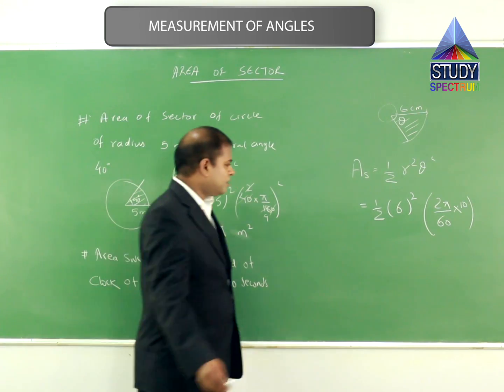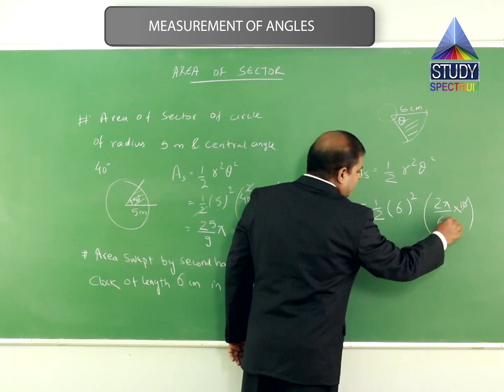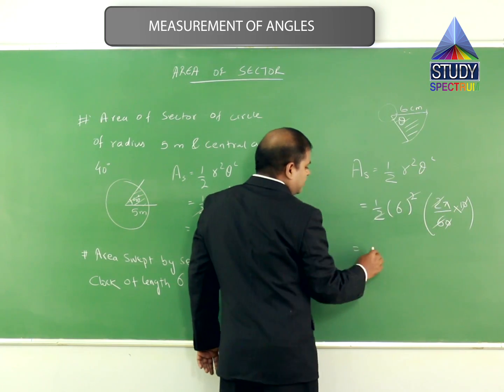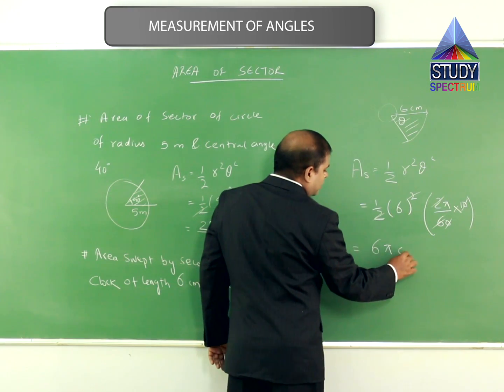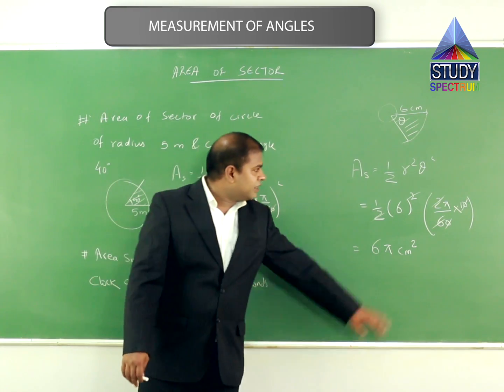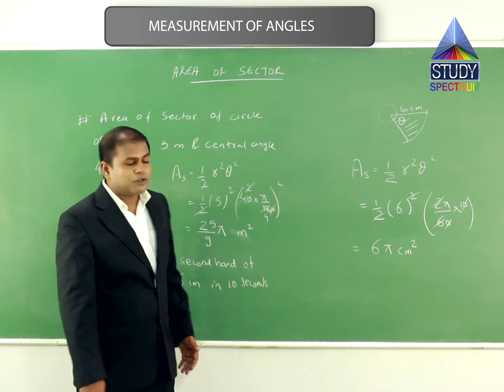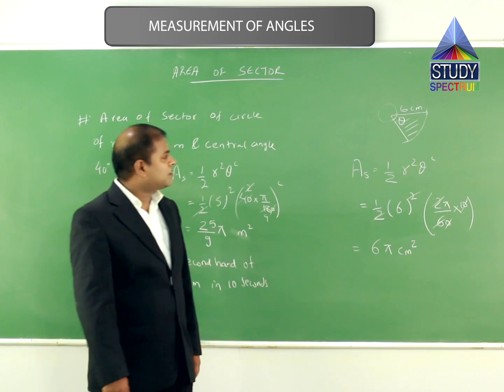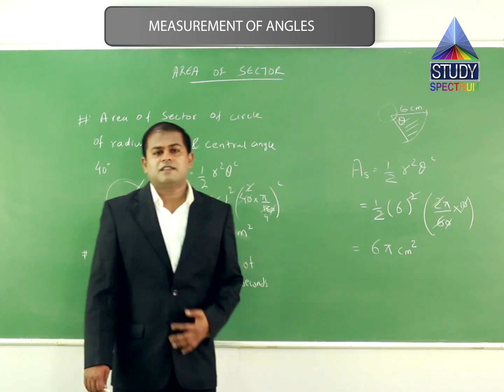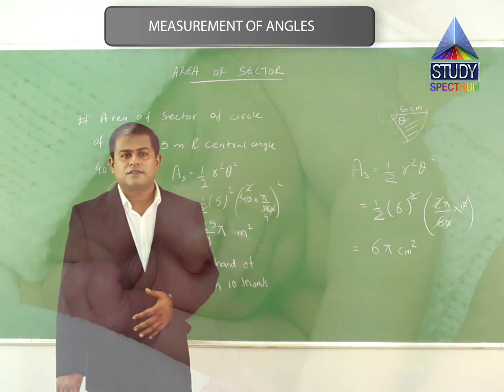Right? So this gets cancelled, this gets cancelled, this gets cancelled. The answer is 6 pi centimeter square. That's the area of the sector. So the area swept by the second hand of a clock of length 6 centimeter in 10 seconds is 6 pi centimeter square. Okay.